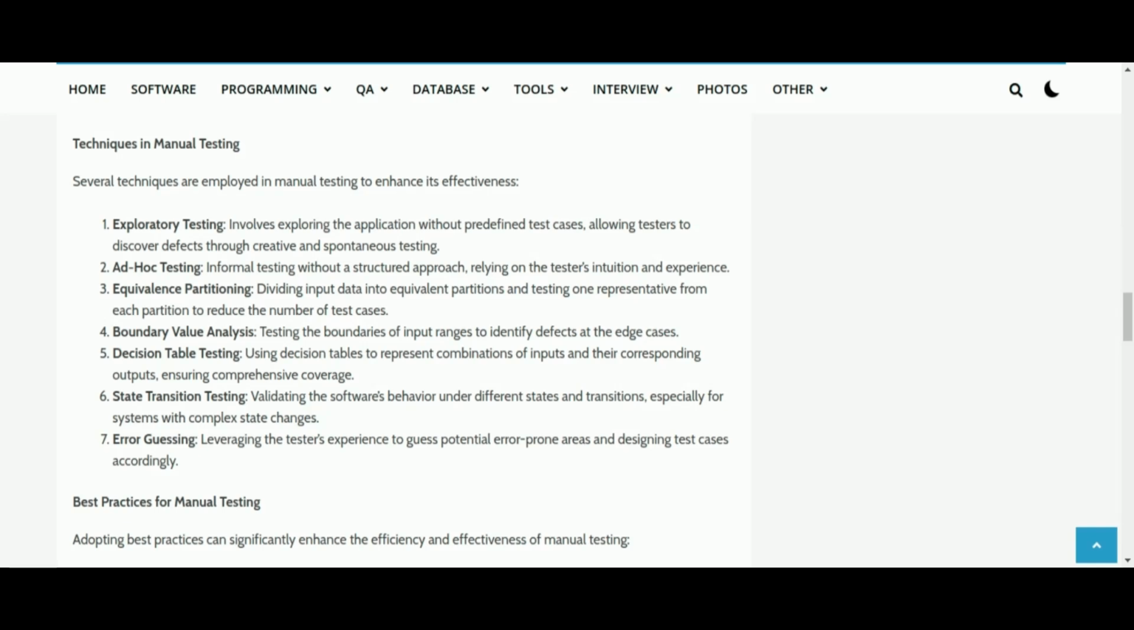Dividing input data means I divide my input data into equivalent partitions, meaning same partitions, and take one representative from each partition to reduce the number of test cases.